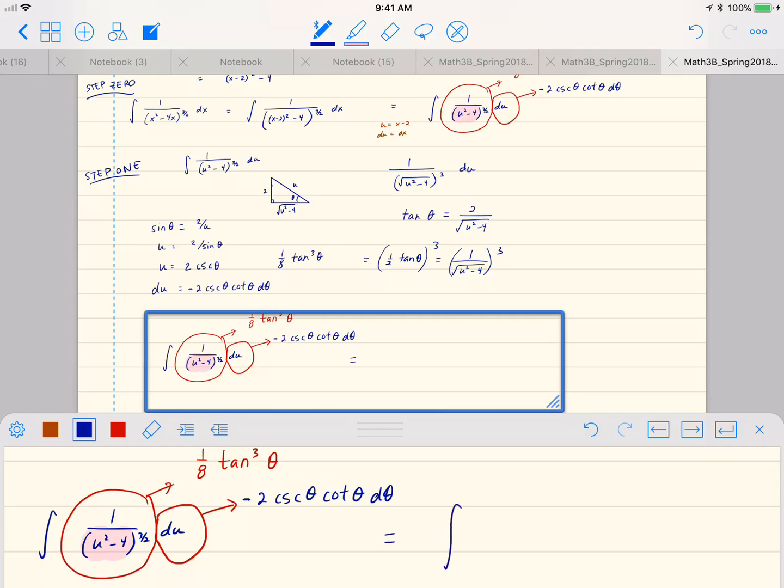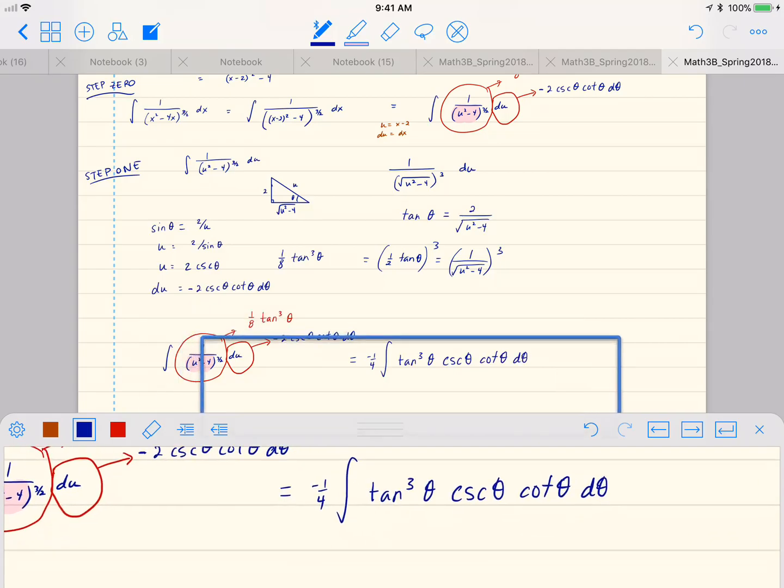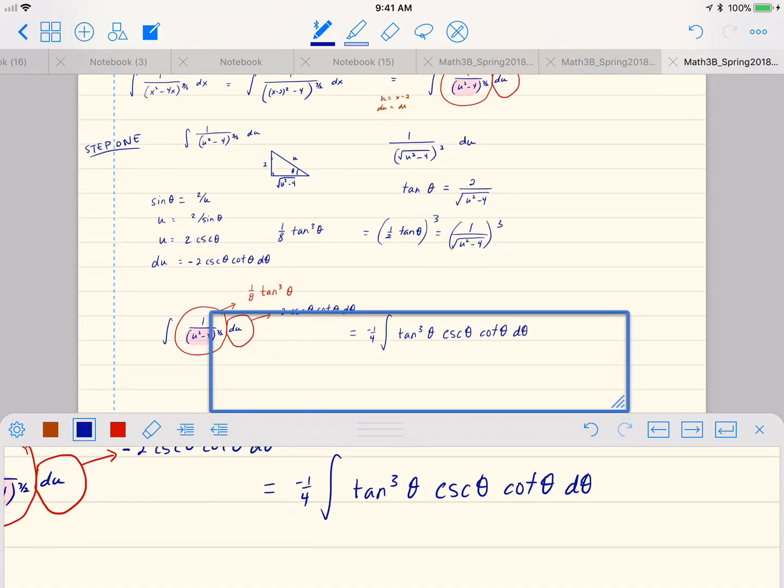So I've got this is equal to the integral of, now I have -2 and 1/8. I can pull those together and I'll have -1/4. And on the inside, I'll have tangent cubed theta, and I'll have a cosecant theta and cotangent theta d theta. Now, right off the bat, I'm hoping things cancel out because remember, tangent and secant hang out together, right? Cosecant and cotangent hang out together. So tangent and cosecant, it's just kind of awkward.